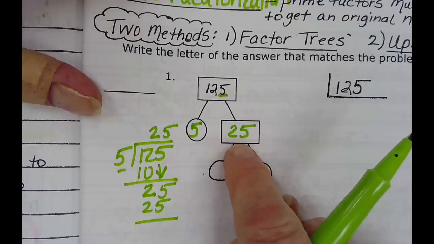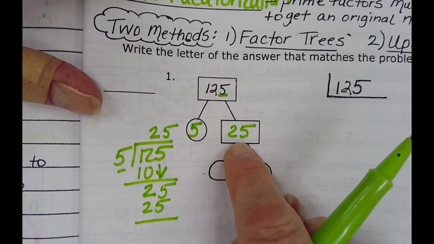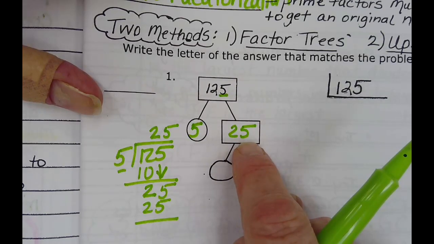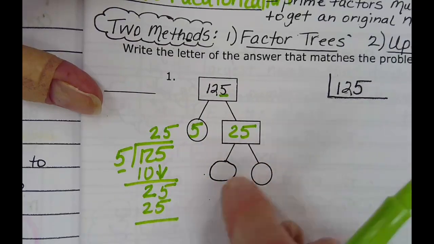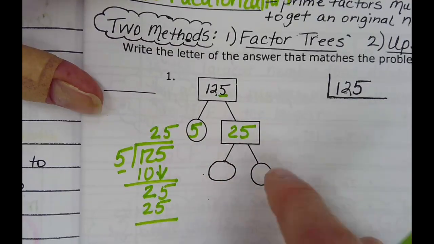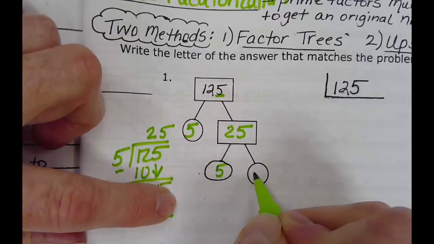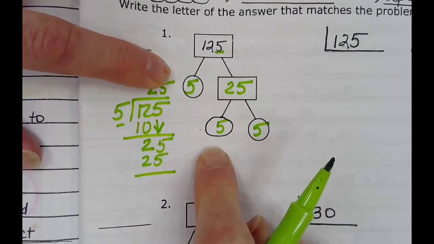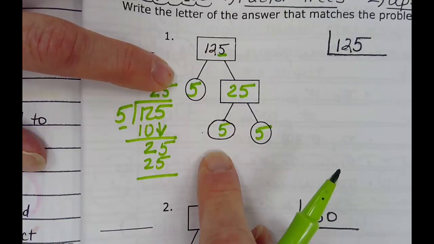Is 25 prime? Is it marked out? Why is it marked out? What does it end with? So what times what? 5 times 5. Now, notice that the answer to this, only looking at the prime numbers.